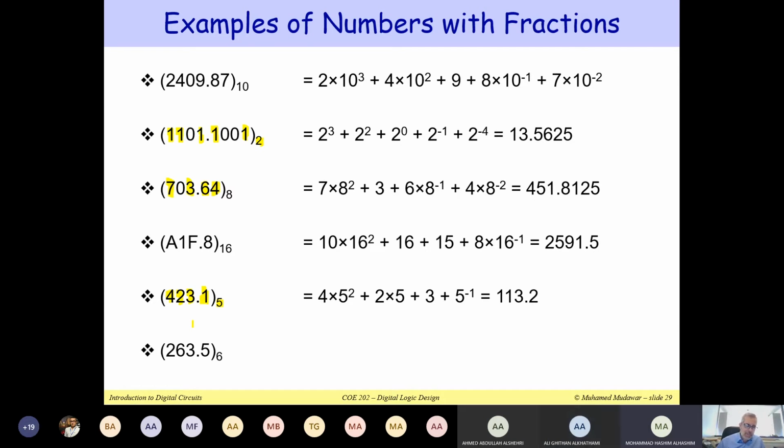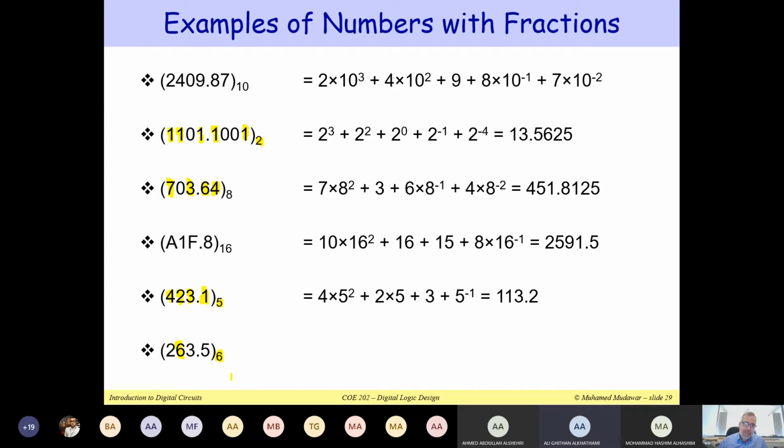Is this number allowed? No, Doctor, it can't be 6. Can we have digit 6 in radix 6? No, R minus 1. Exactly. So this digit should not exist. So therefore, this number is wrong. In other words, this is a trick. Okay, if you get something like this in the exam, don't convert it.